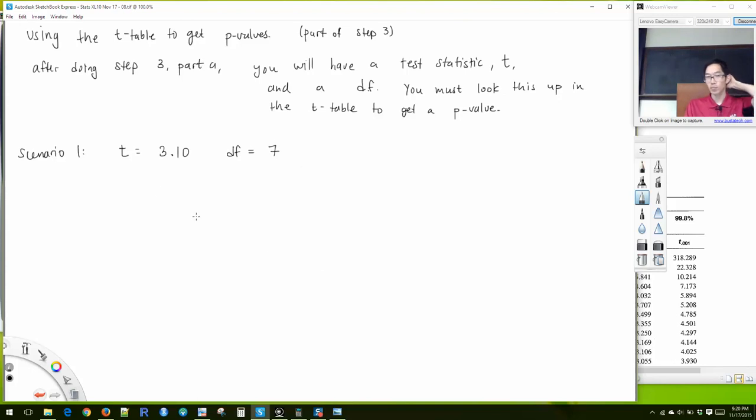And your alternative hypothesis is mu is greater than 20. It doesn't matter. Okay? So the corresponding p-value, what is that? Okay, we're going to go to our table. So everyone's got this down? Our t is 3.1. We have 7 degrees of freedom.